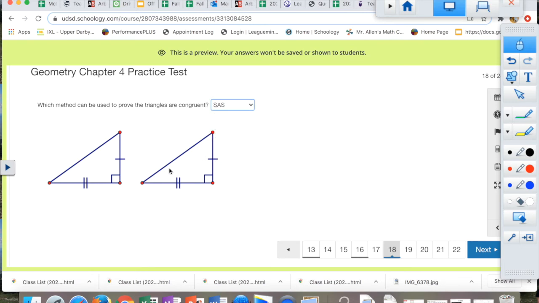Not hypotenuse leg, because the hypotenuse is not marked congruent. I know I like to think as soon as I see a right triangle, I want to think hypotenuse leg, but not in this instance.